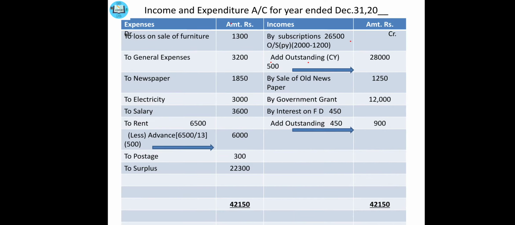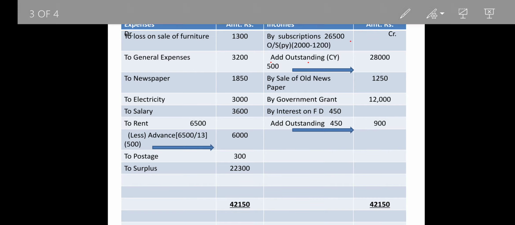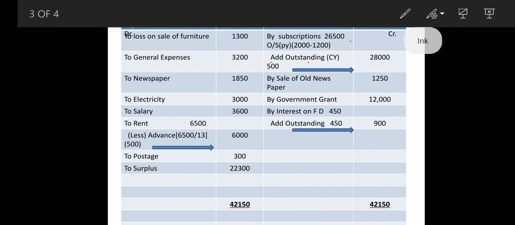Is it profit or loss? So obviously it is seen that book value is 5,000 and it is sold for 3,700. So that is a loss. So income and expenditure debit side, to loss on sale of furniture. It will be standing with how much rupees? The difference is 5,000 minus 3,700 gives you 1,300. Okay, fine. Come now to books.